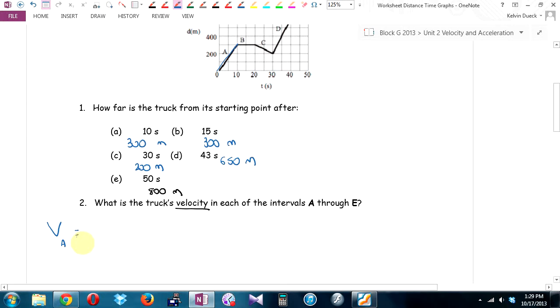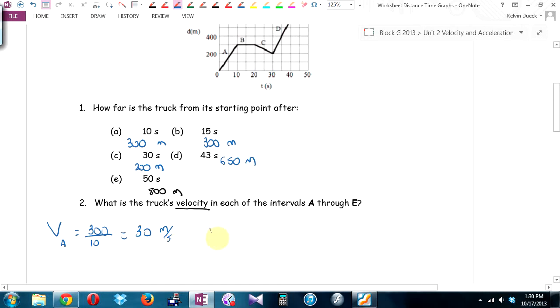Again, do not say this. This is what I saw on the test, Emma. Don't go, oh, the rise is 3 and the run is 2. You're counting squares, not the scale. You have to count the scale. I think the rise is from here to here. I think the rise is 300, isn't it? And the run is 10 seconds. I think the velocity is 30 meters per second.